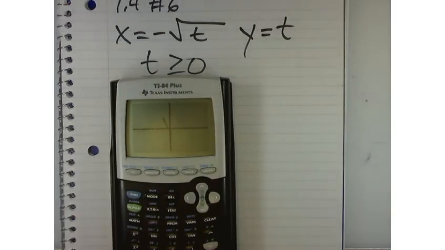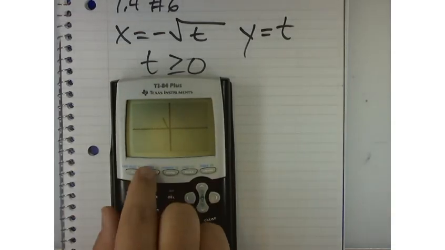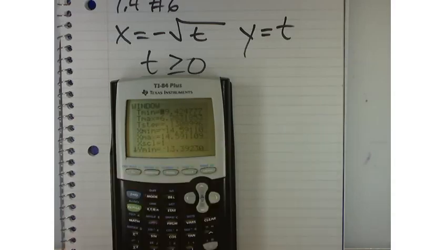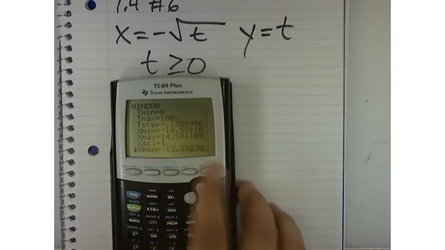Now we have to go back and set the t, right? So we want t to be greater than 0. So I'm going to put my t minimum at 0, and we could crank this up to 10 or whatever. We'll crank it up to 100, and we'll hit graph.